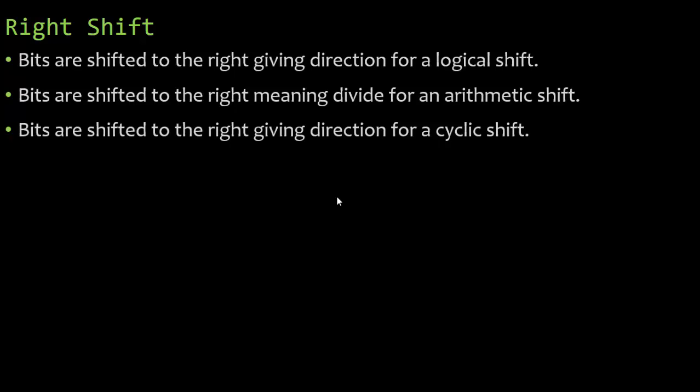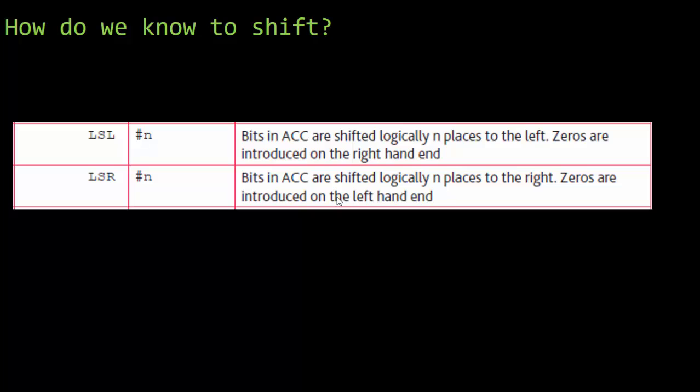So when you're looking at a left-right shift, you have to ask yourself, am I doing a logical shift? Am I doing an arithmetic shift? Or am I doing a cyclic shift? So how do we know to shift? How do we know what to do?